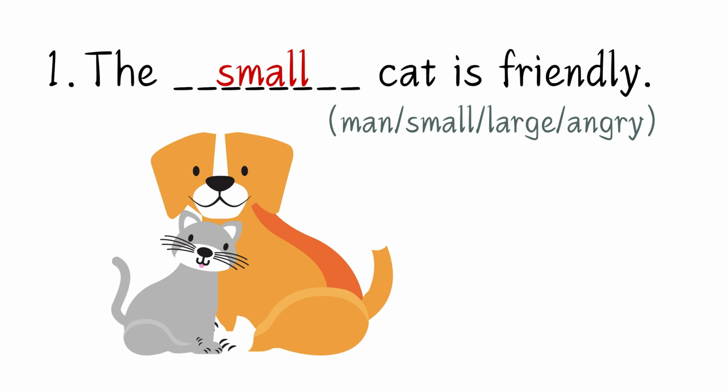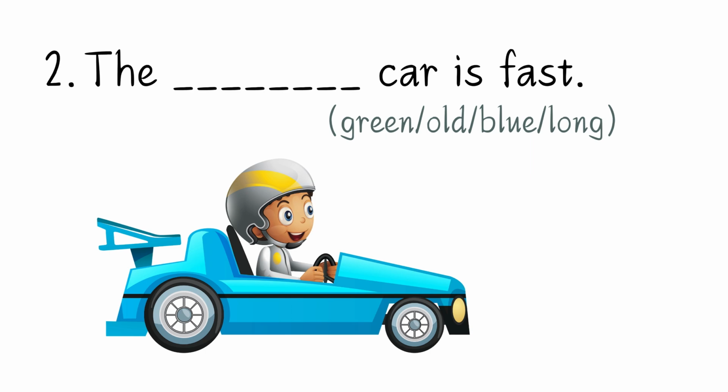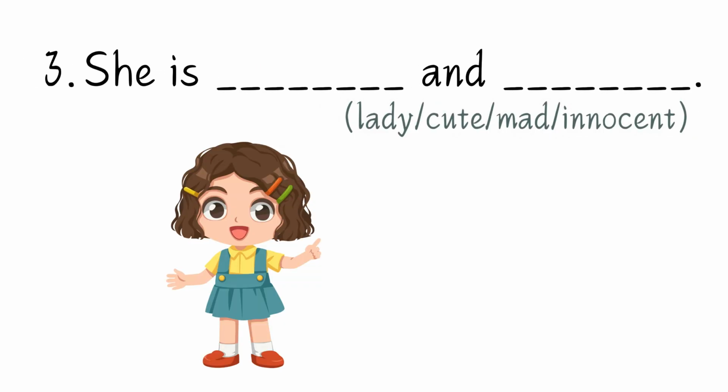Second one, the car is fast. The blue car is fast. Third one, she is blank and blank. She is cute and innocent.